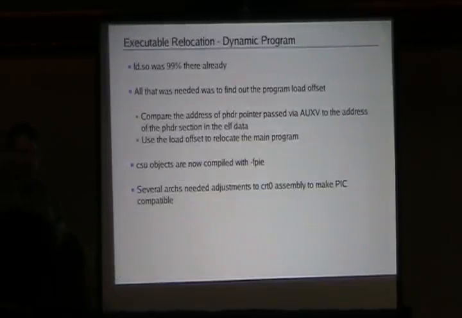So to get PIE working for the startup of a process, we needed to enhance LDSO so that it could identify that the main program needed to be relocated as well. And that was done by looking at the auxiliary vector data, which has the address of the program header ELF structure, and then looking at the address that the program header data is located at in the ELF data, and taking the difference between those to give the load offset that the kernel came up with. And once you have your load offset, you can then use that to relocate the main program.